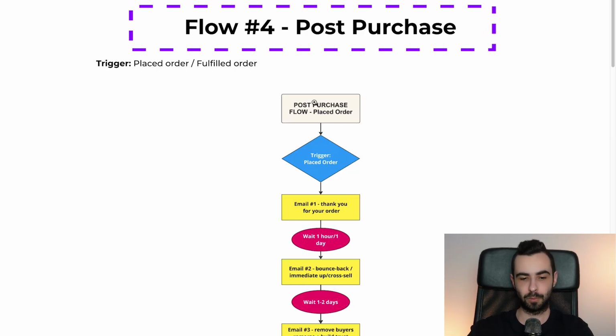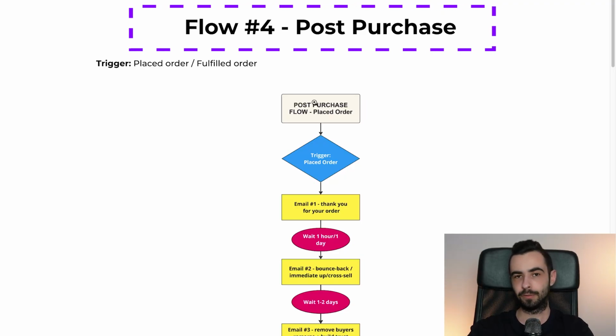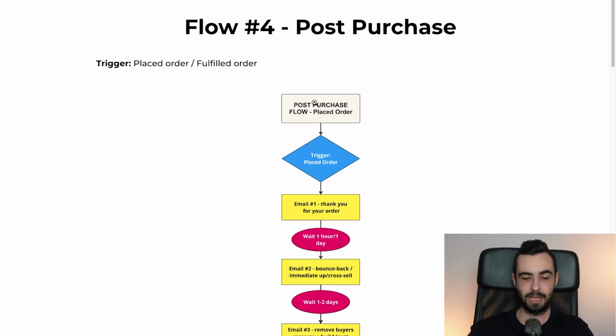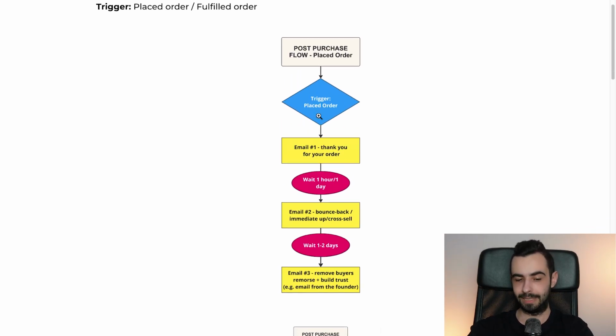So both of these post-purchase flows will have a different trigger. The first one will be triggered upon the placed order metric. This is when someone just places an order, and they are going to get an almost instant customer thank you email. You don't want to send it instantly, but wait 5 to 10 minutes after they make a purchase, because they'll be getting a ton of Shopify emails, and you don't want to stack your email along with those.